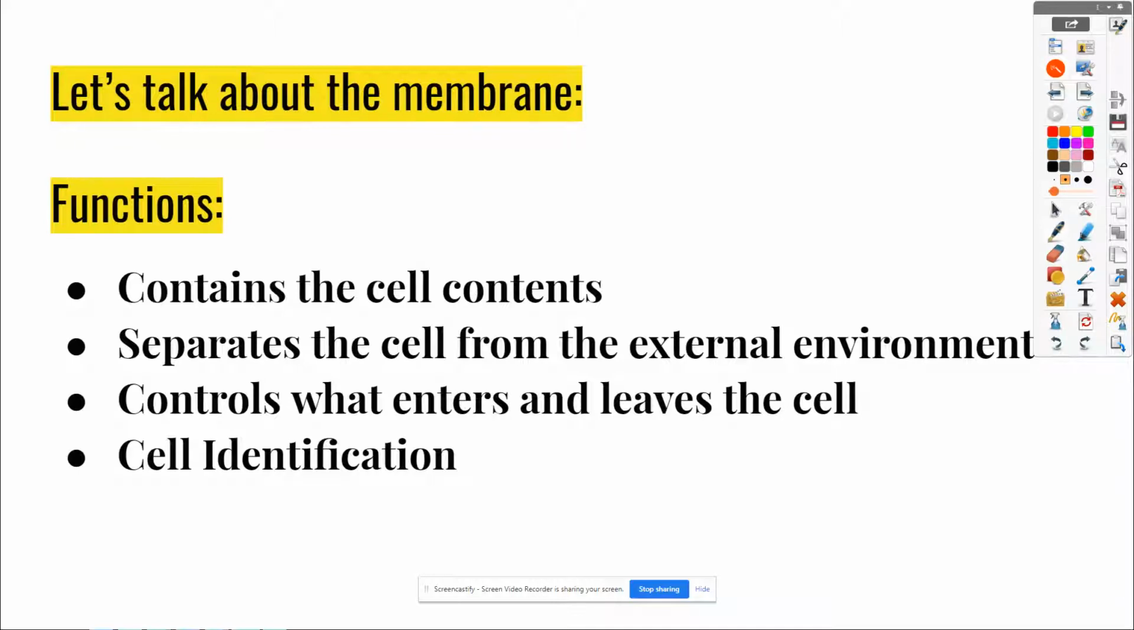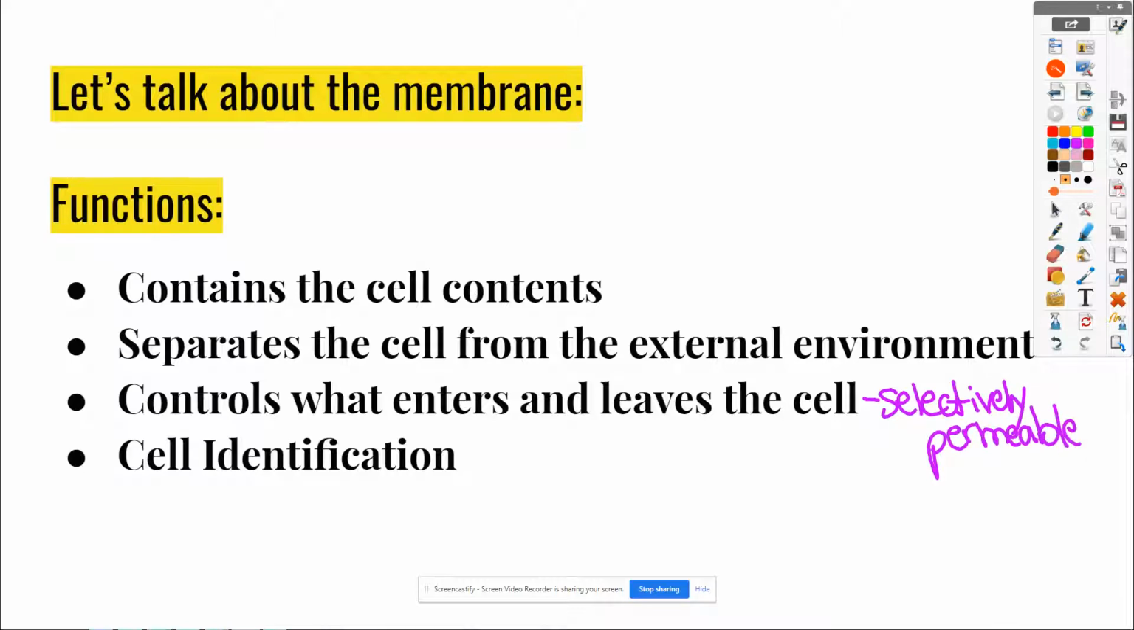All right, so functions of the cell membrane. The cell membrane, obviously, contains the cell contents. It holds it all together, and it separates all of those contents from the external environment that the cell is in, whatever that is. Without the membrane, there is no cell. There's nothing that separates the cell out, so it would just be a bunch of stuff floating around, not separated out, not functional together. It also controls what enters and leaves the cell. It is selectively permeable.